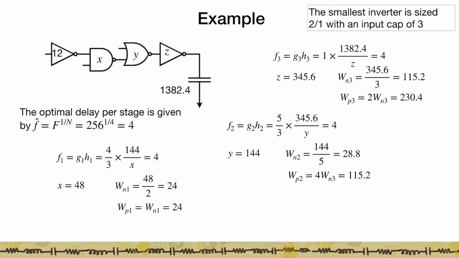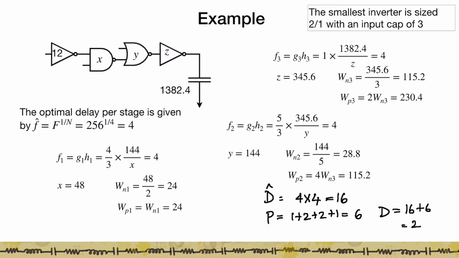So the minimum delay in this path is therefore going to be given by 4 stages times 4. That is going to be the minimum effort delay, which is 16. And the parasitic delay in this path is essentially 1 plus 2 plus 2 plus 1, which is 6. And so the delay is going to be 16 plus 6, or 22 tau inverter, or 22 times the inverter delay.